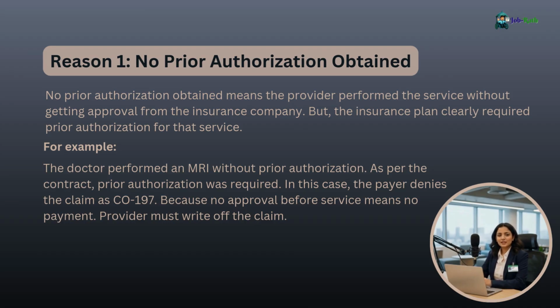In this scenario, the insurance company will clearly say, no approval before service means no payment, and they will deny the MRI claim with a CO-197 denial. In this case, the provider must write off the charges.